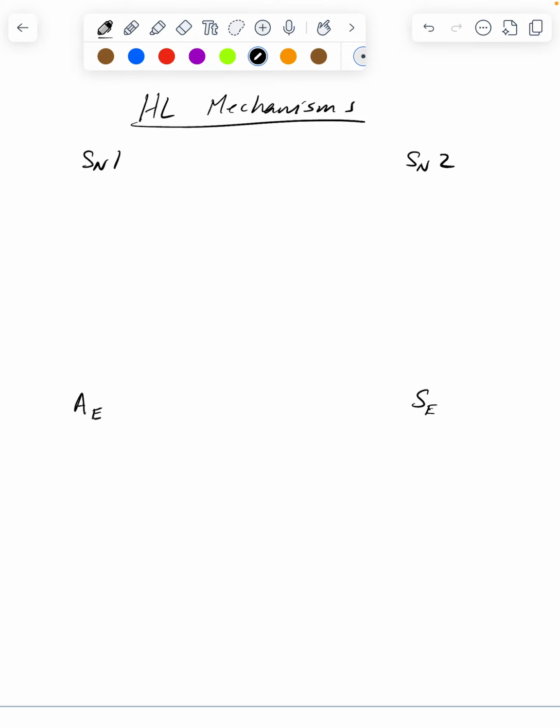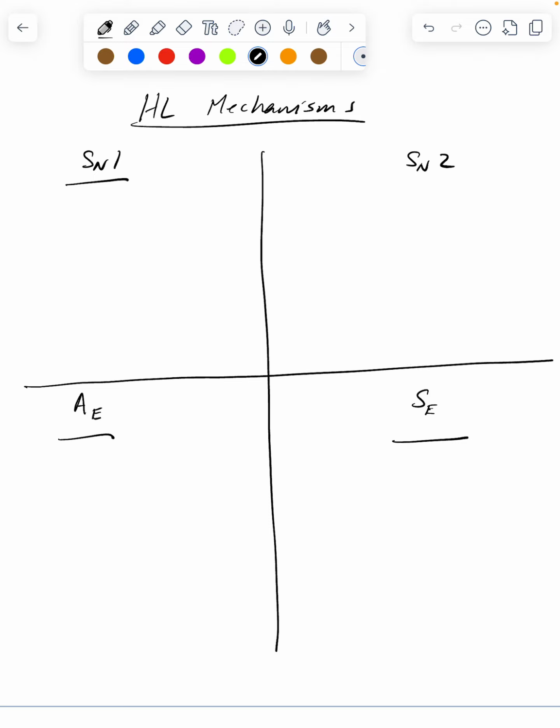So for 3 of these mechanisms, you are going to have 2 steps. So SN1, electrophilic addition, and electrophilic substitution. These 3 mechanisms all have 2 distinct steps. SN2 is the only one that is a one-step mechanism. And so the one-step mechanism means that you don't actually show an intermediate, you show a transition state.